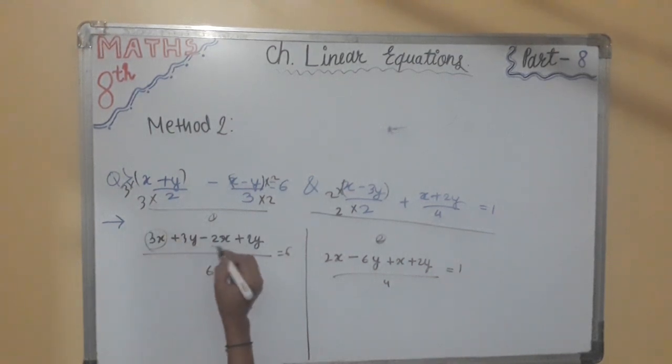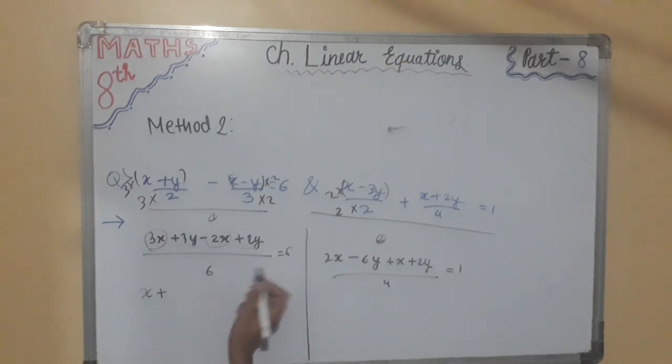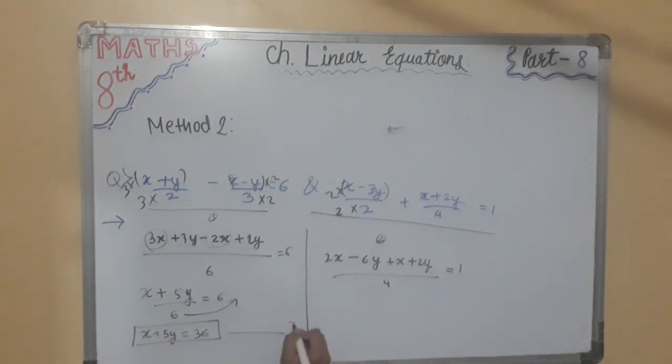This and this can be simplified. So 3x minus 2x is x, plus 3y plus 2y is 5y, upon 6 is equal to 6. This 6 was in division, it will go in multiplication. x plus 5y is equal to 6 into 6, which will become 36. So this will be our third equation.